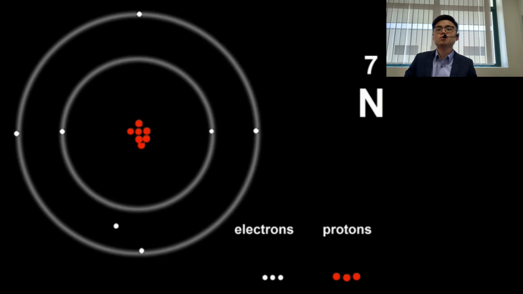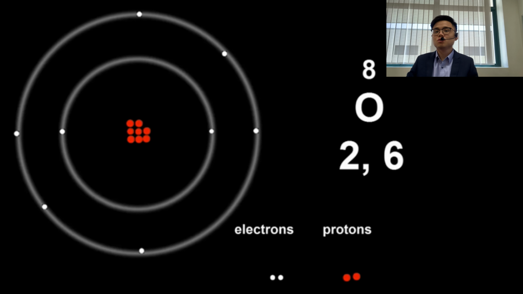Let's move on to number 7, nitrogen. It has 7 protons and 7 electrons. The electron configuration is 2, 5. 2 electrons in the first shell and 5 electrons in the second shell. And how about number 8, oxygen? Oxygen has 8 protons and 8 electrons. The electron configuration is 2, 6. 2 electrons in the first shell and 6 electrons in the second shell.